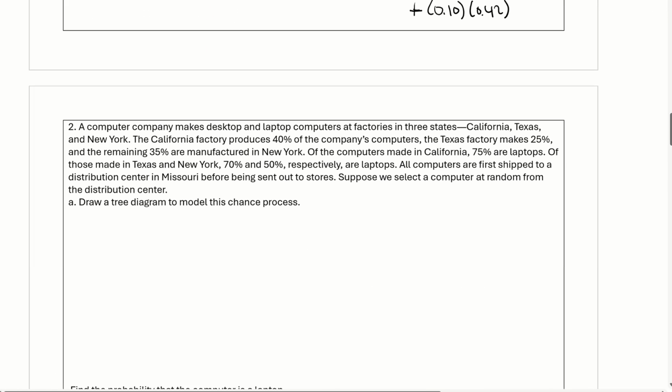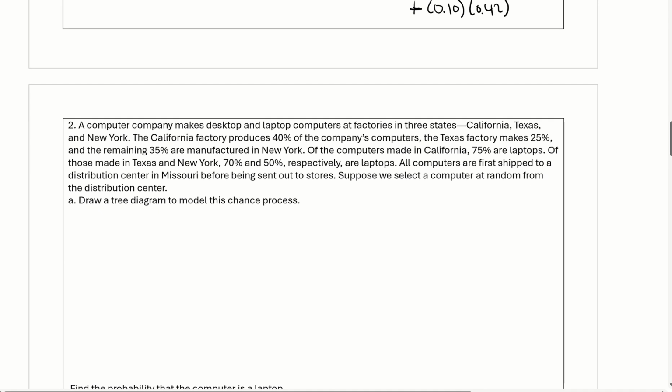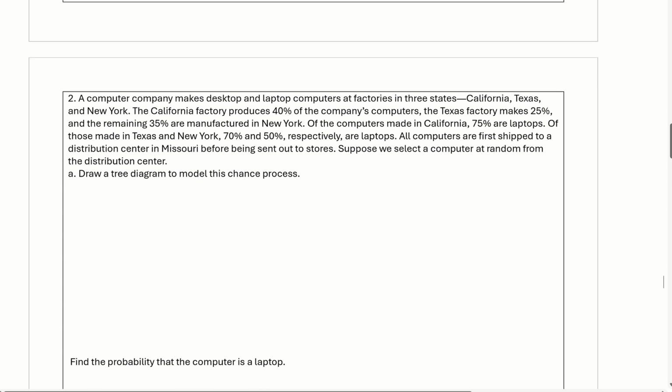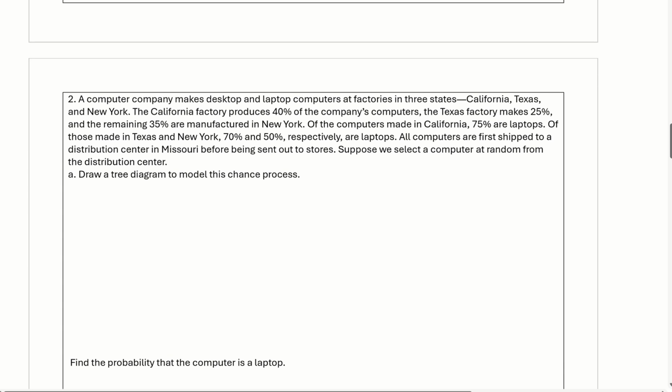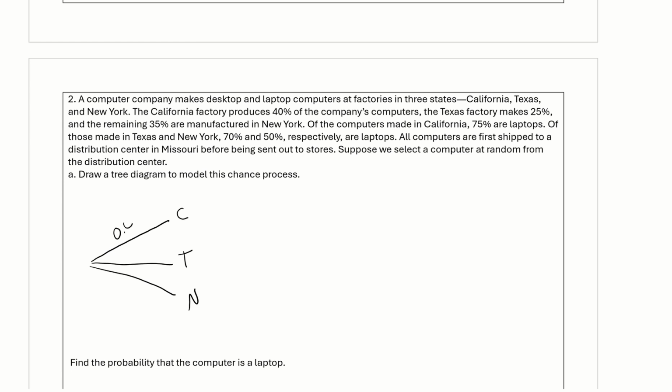Computer company makes desktop and laptop computers at factories in 3 states. California factory produces 40% of the company's computers, Texas 25, and 35 New York. Okay, so we got those 3 states: California, Texas, New York. So we got 40% here. We got 25% for Texas, and then 35 for New York.